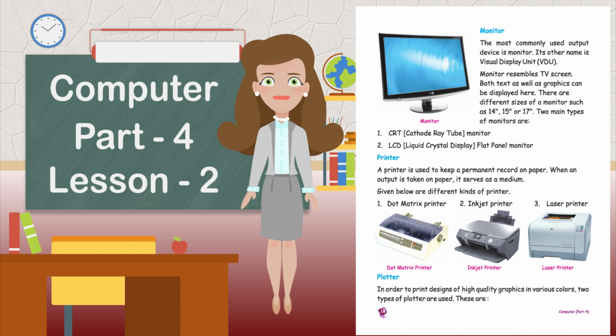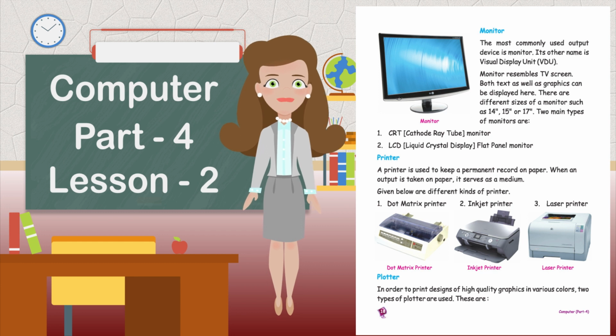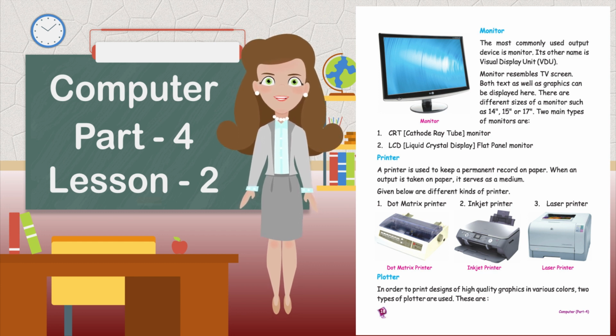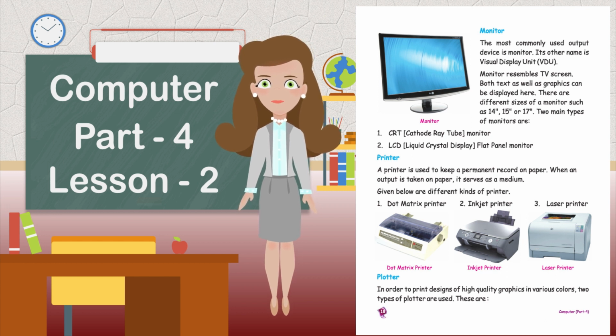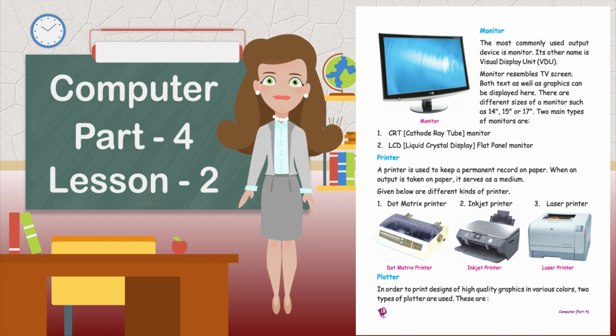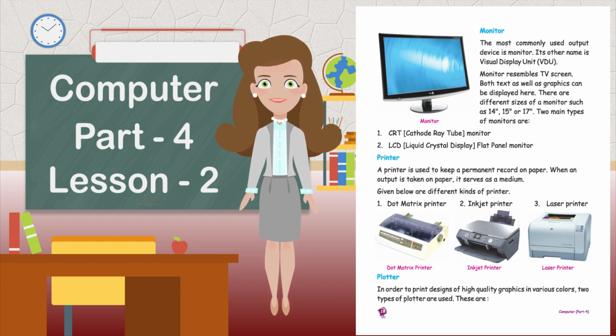Printer. A printer is used to keep a permanent record on paper. When an output is taken on paper, it serves as a medium. Given below are different kinds of printer. Number 1, dot matrix printer. Number 2, inkjet printer. Number 3, laser printer.